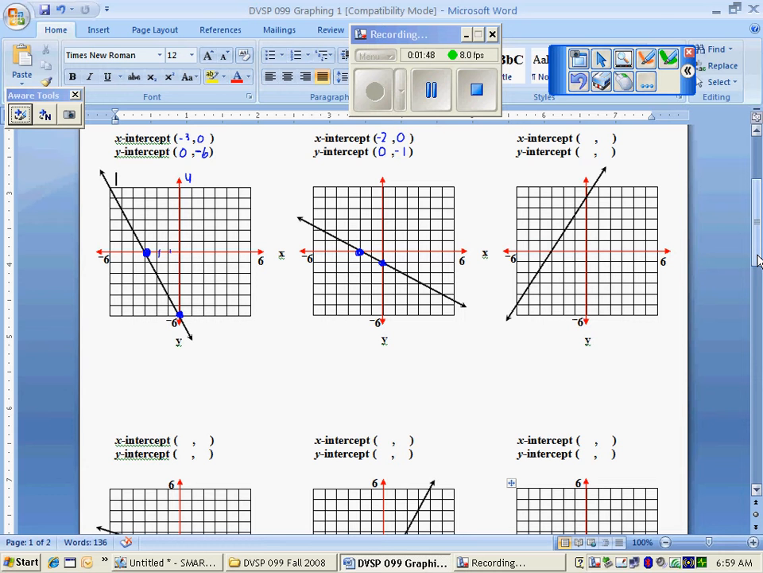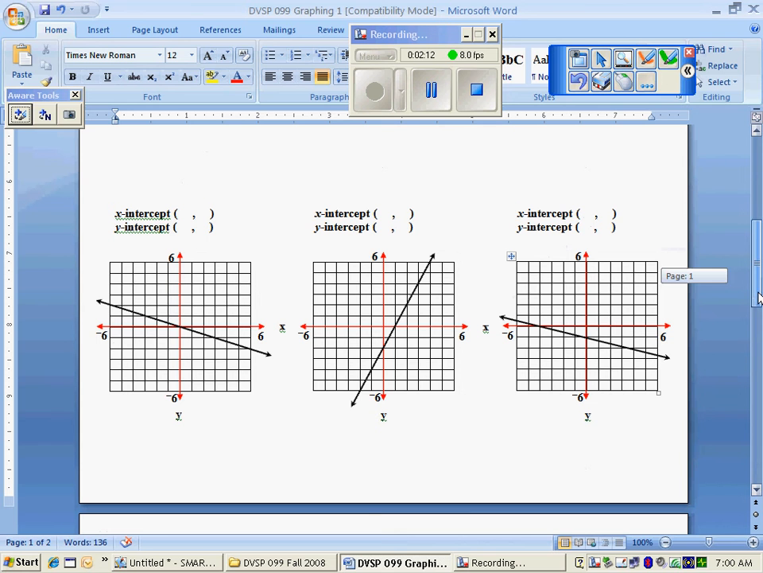Third graph, again locating these positions. There are two of them in this one. And for the x-coordinate, negative 3, 0 for the x-intercept. For the y-intercept, positive 5, so 0 in the x, 5 in the y.